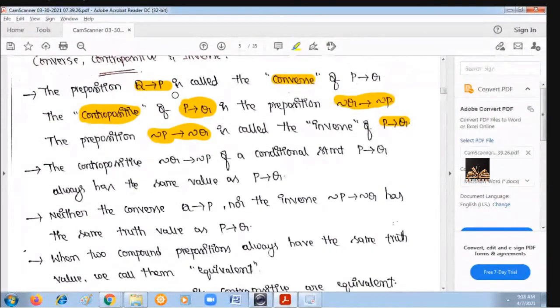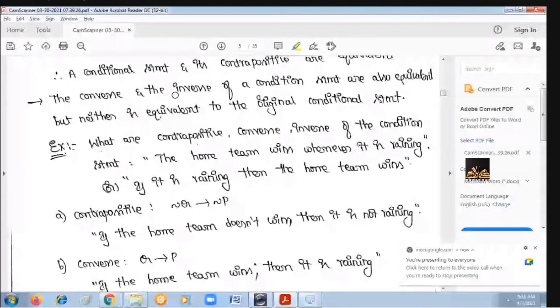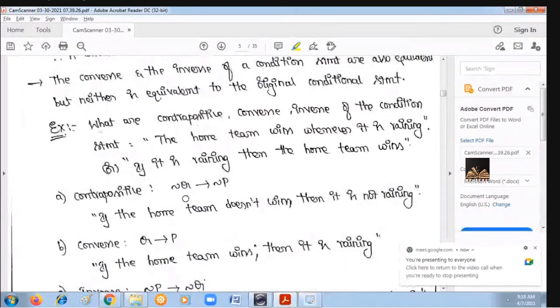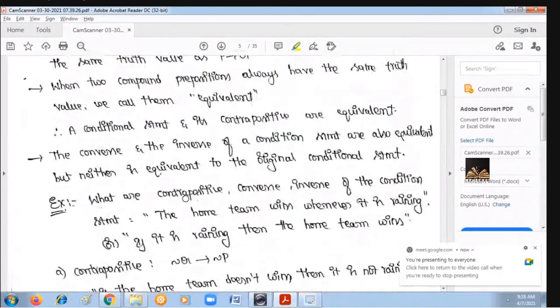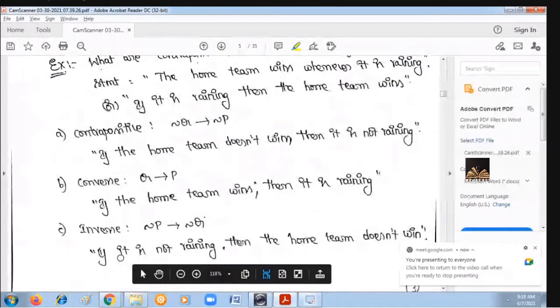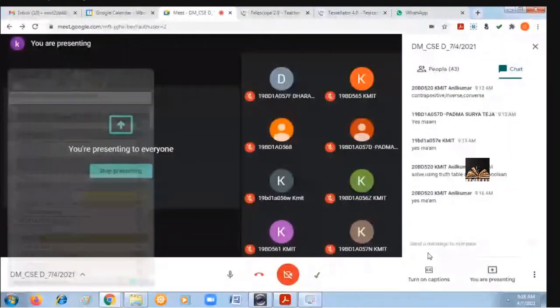Is it clear? Next, I think you know how to convert an English statement to its equivalent equation. Whenever an English statement is given, how to convert that English statement to an equivalent equation, I think you all know it. Do you want me to repeat the conversion of English statements?